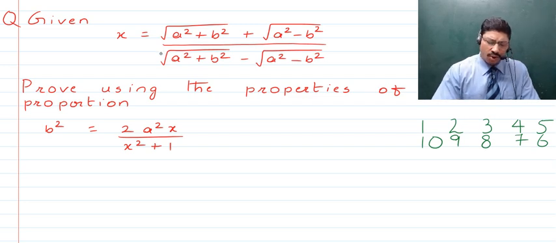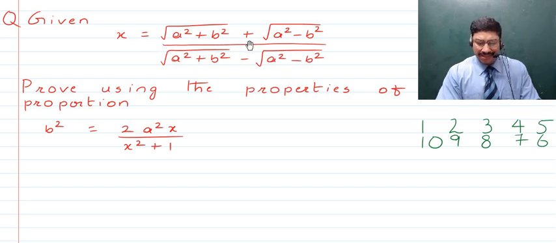Now here, children, we have been given that x is equal to root of a square plus b square plus root of a square minus b square, divided by root of a square plus b square minus root of a square minus b square. Now, using this, and also using the properties of proportion, we have to prove that b square is equal to 2a square x divided by x square plus 1.